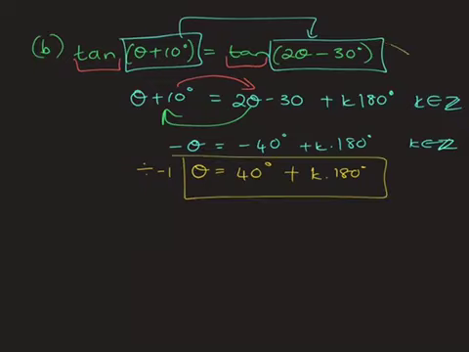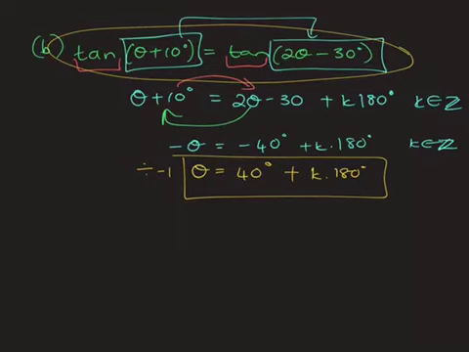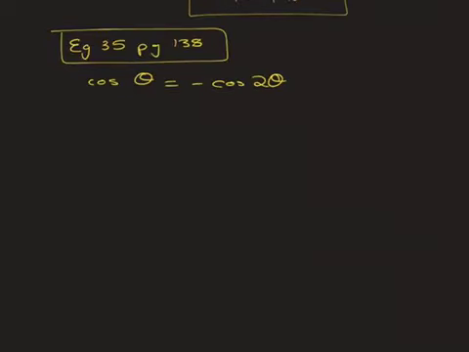Again, this B is saying we have 2 tan graphs. Where are they going to meet? They'll meet for the first time at 40 degrees and then every 180 degrees after that.